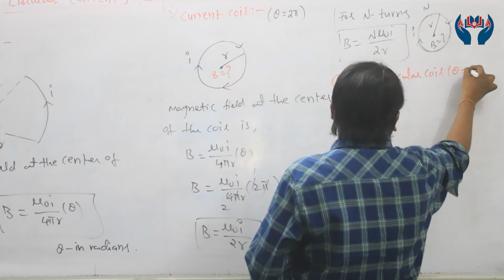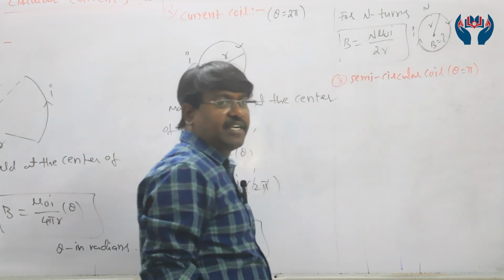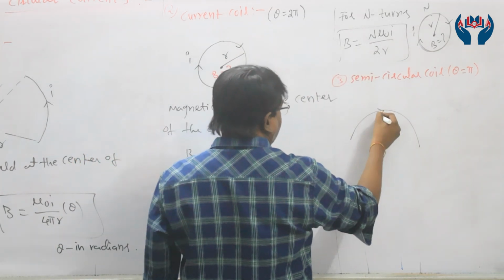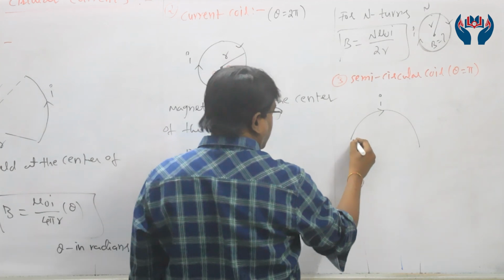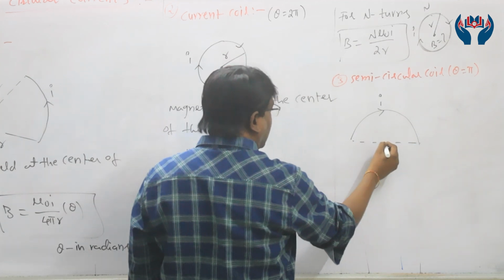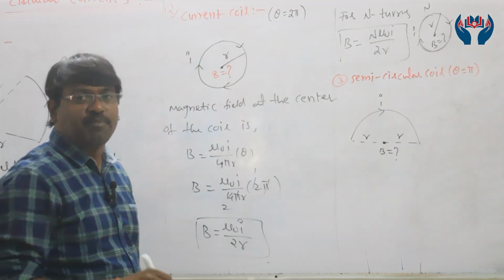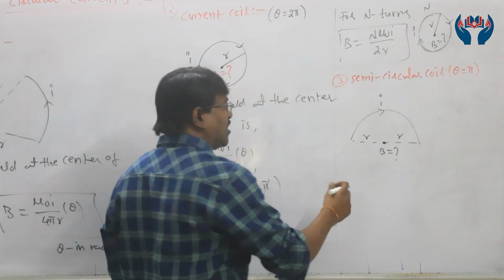Semicircular coil. For a semicircular coil, the theta value will become pi radians. Now consider a current carrying conductor. Okay, semicircular coil. The radius of this coil is R. Now, what is the magnetic field at the center? What is the induced magnetic field at the center of the semicircular coil?